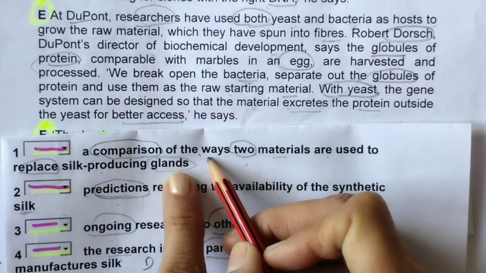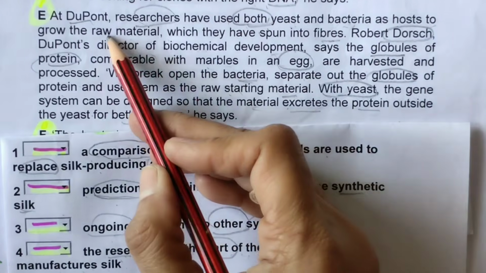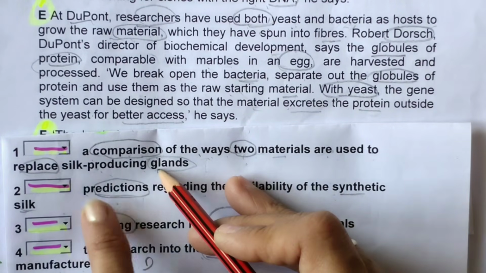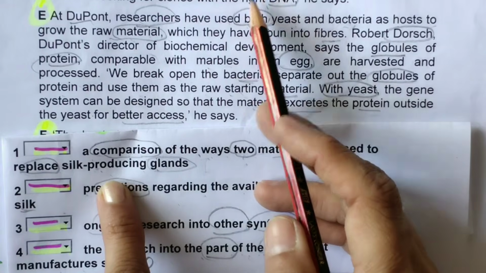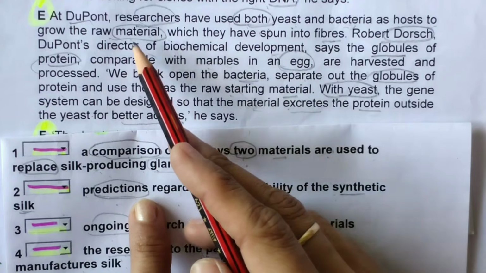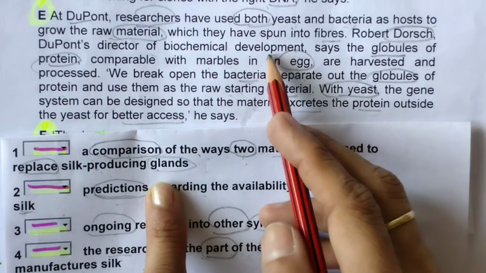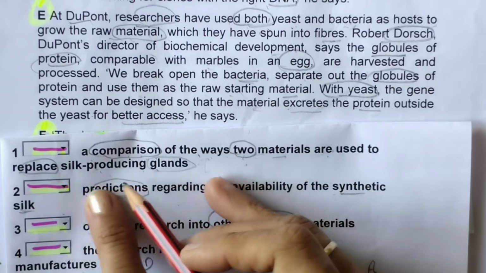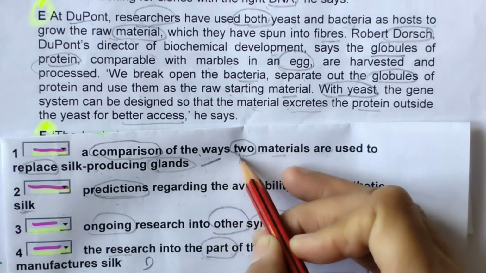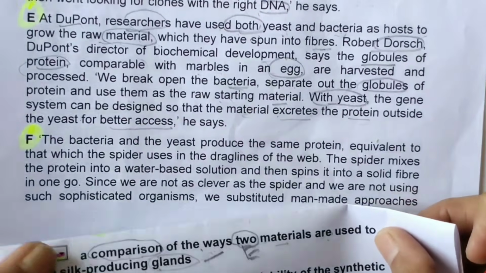No exact words they have not given actually. Two materials, yes, we can say it. Yeah, material is also there, okay, are used to replace silk producing glands. So in the above paragraph they were talking about replacing and all, but let's find comparable with as host to grow material which have spun into. So yes, 70-80% I have got only replace silk producing glands. I don't find it here, but yes, I can mark it E number. Okay, E number. Now next paragraph F.